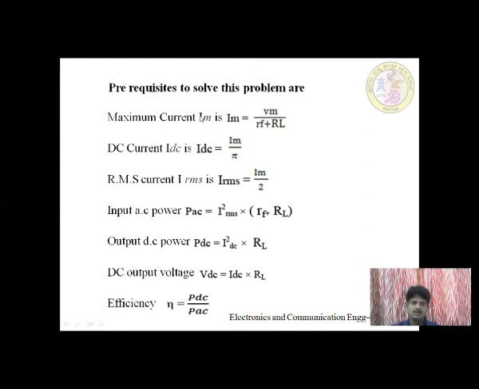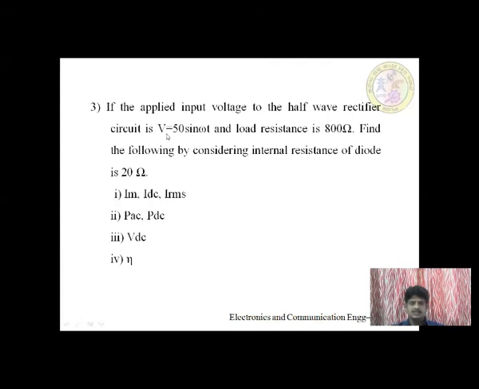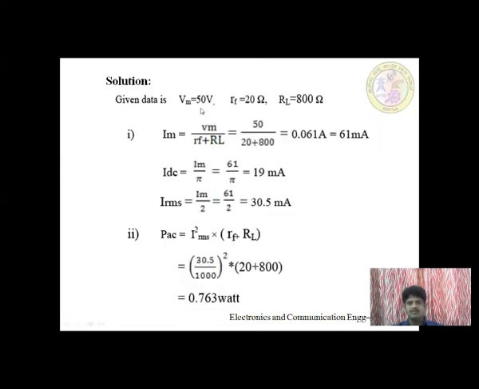Okay. So having these things in our mind, you can easily calculate all the required data. So this is the solution. Let's go one by one. First, we will see what are the things given. Here, V is equal to 50 sine omega t, so it is in the form of Vm sine omega t. So this 50 becomes Vm. The value Vm becomes 50 volts, the internal resistance of the diode is taken as 20 ohm, and the load resistance is 800 ohm.